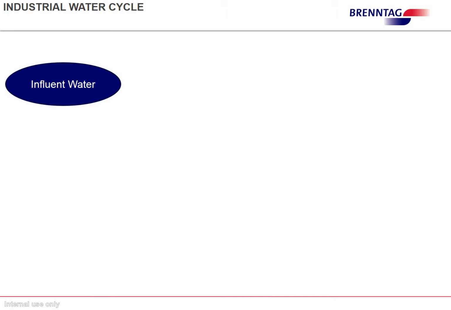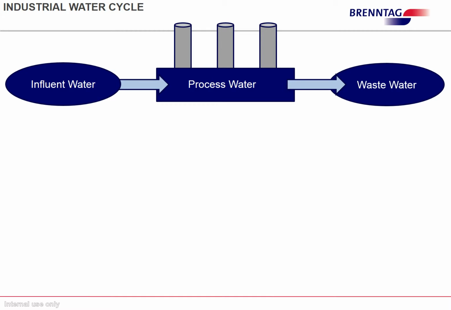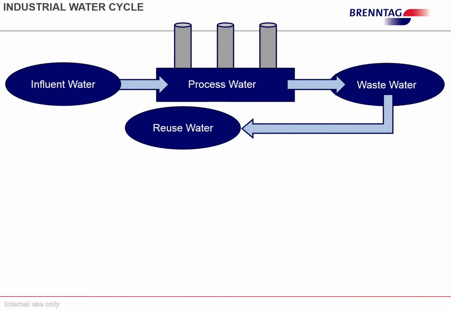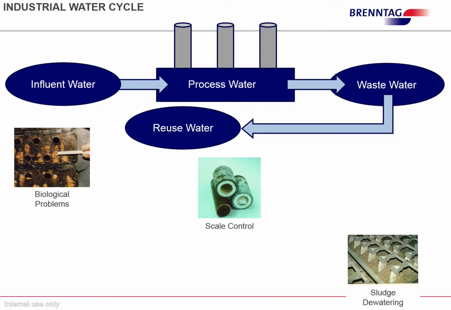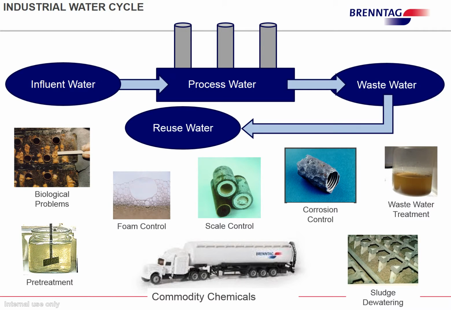So if we look through the water cycle in the industrial, we have influent water. Through some kind of a process or an operation, the water becomes contaminated, must be cleaned, and then put back into the environment. Also in the industrial area, we're starting to see water reuse, where water is being put back into the plant or into some kind of a process. This is a relatively new situation that we're seeing in the industrial market. Brenntag has a variety of products that we bring to the table to control any problems that the industrial market would have, ranging from biological problems to waste treatment, to sludge dewatering, corrosion, scale, or pretreatment, and also a variety of commodity chemicals.